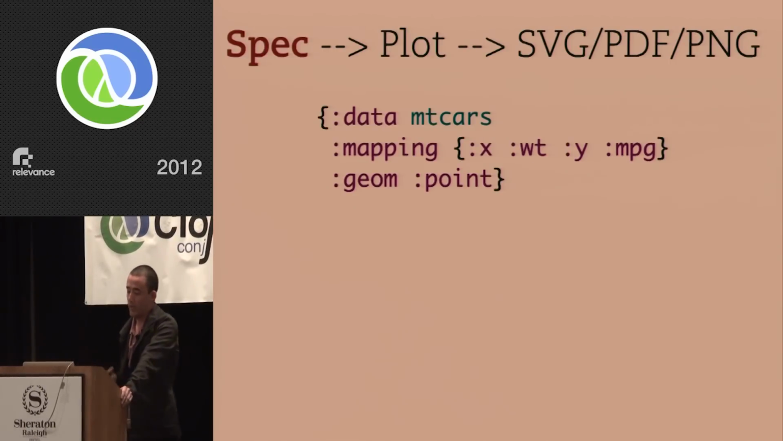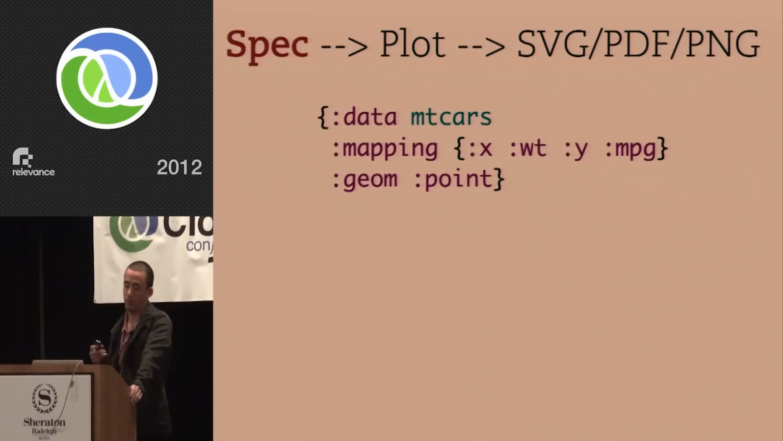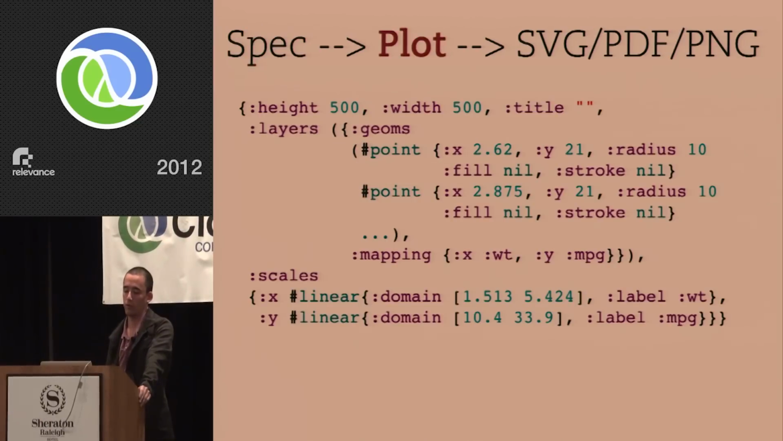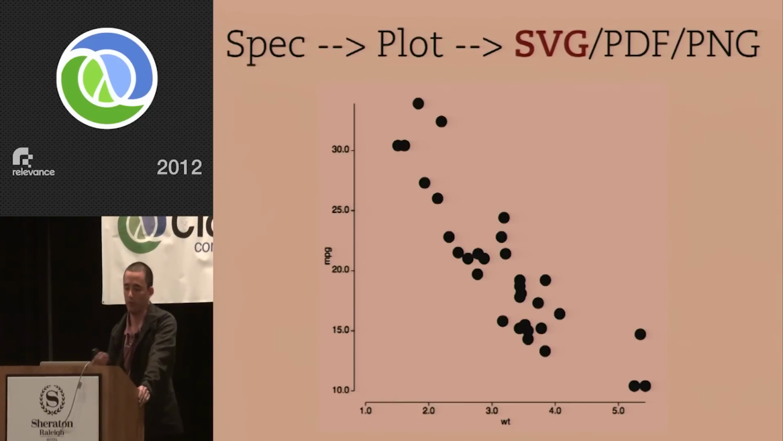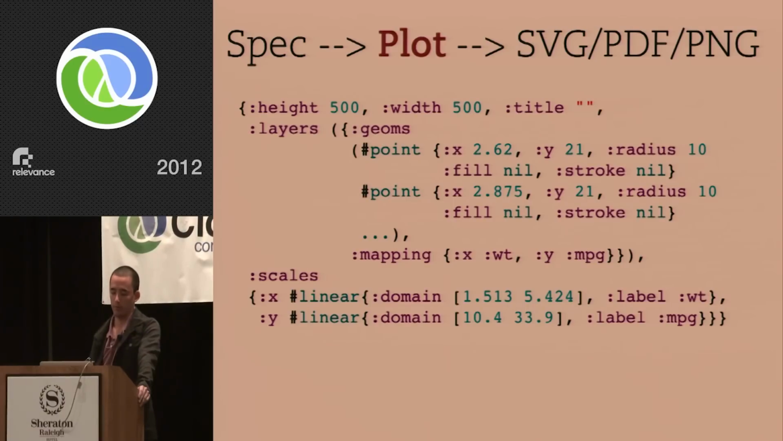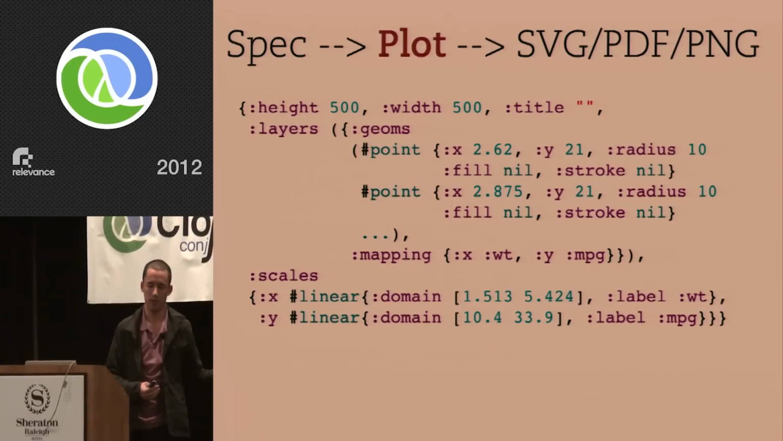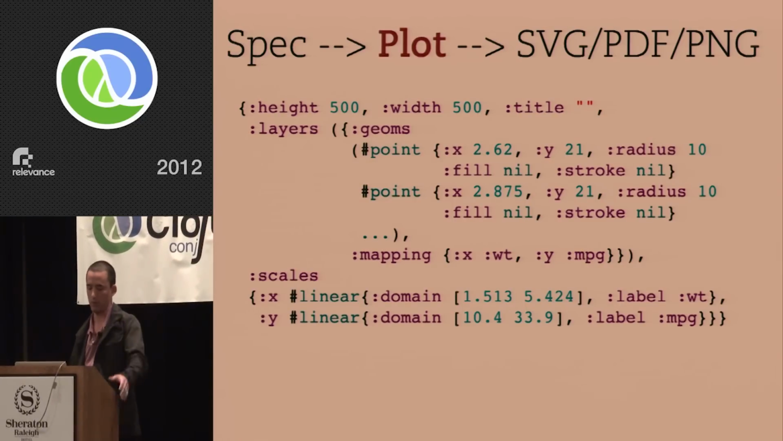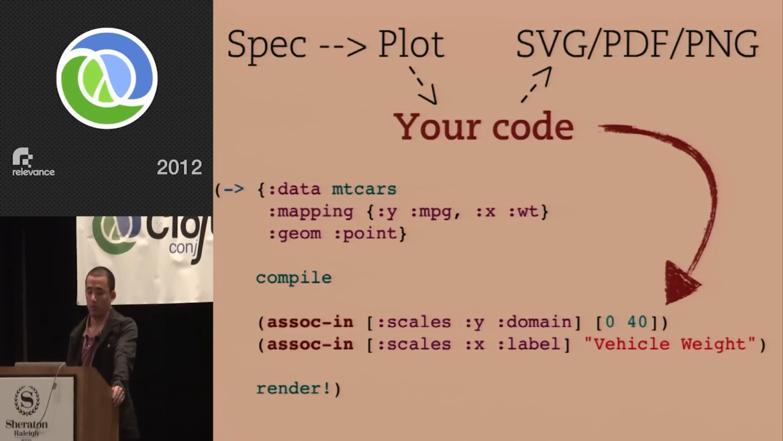To give you an example of that, the actual workflow in the system is you start with this specification, it goes through a kind of compiler and turns into this sort of scene graph, and then it gets rendered out into SVG or PDF or PNG or whatever you want. But what's cool about this scene graph is that it's just another huge data structure, right? It's just a big map, with sub-maps and vectors in it, and you can manipulate it with your own code, right?